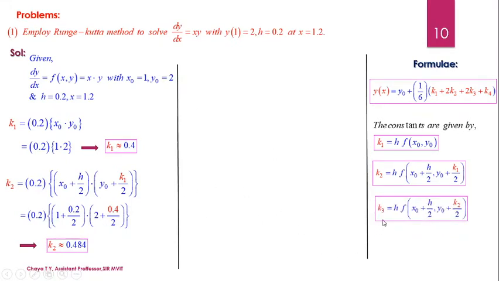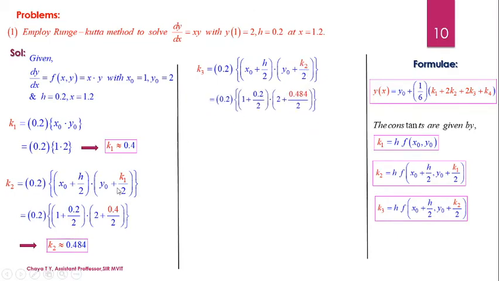Similarly, what is the expression we have for k3? It is given by h and the function f of xy with x as x0 plus h by 2, y as y0 plus k2 by 2. So k3 becomes 0.2 into x0 plus h by 2, y0 plus k2 by 2. So we have substituted the previous constant k2 value 0.484, y0 is 2, h is 0.2, x0 is 1 and simplify using the calculator. We get the value of k3 approximately as 0.4932.